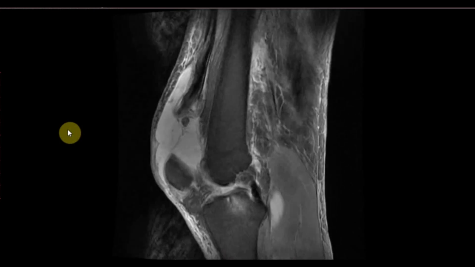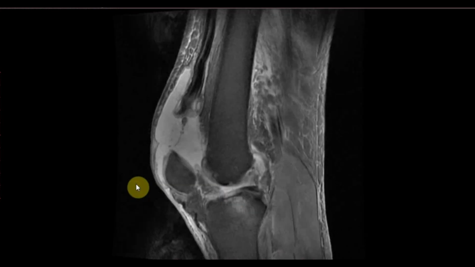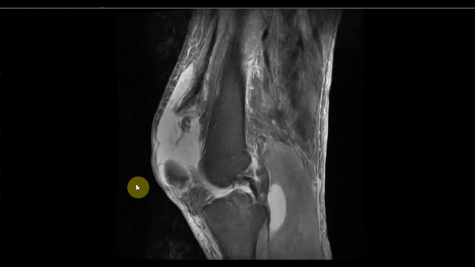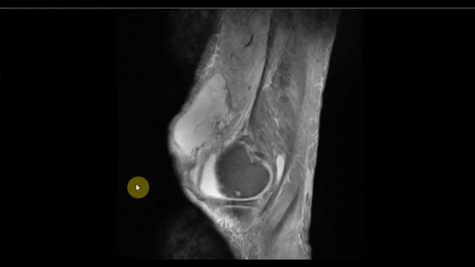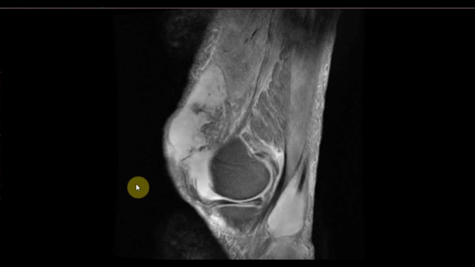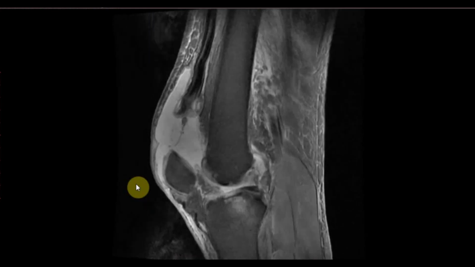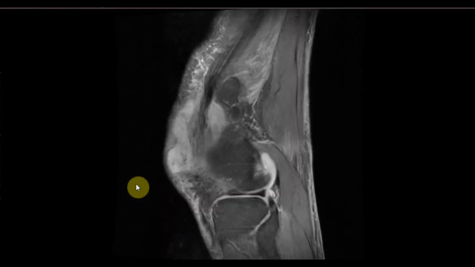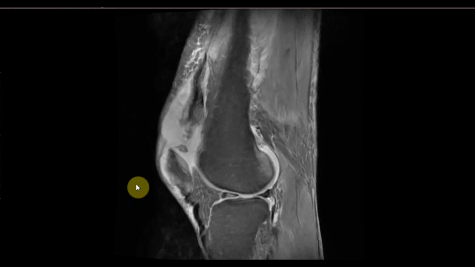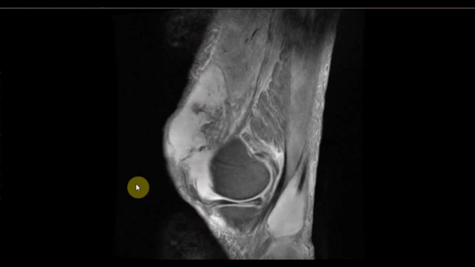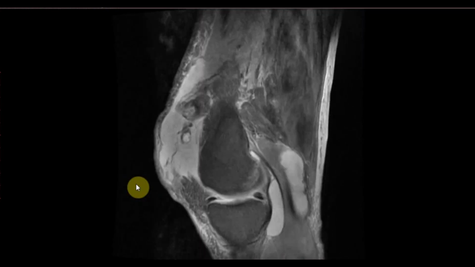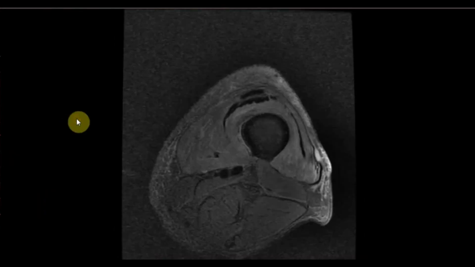We can also see that there is complete tear of the anterior cruciate ligament. Posterior cruciate ligament is showing mild buckling. This is the medial meniscus, which is showing horizontal tear. And this is the lateral meniscus, which is also showing horizontal tear involving the anterior horn. We can see presence of Baker cyst in the posterior aspect of joint in the popliteal region.